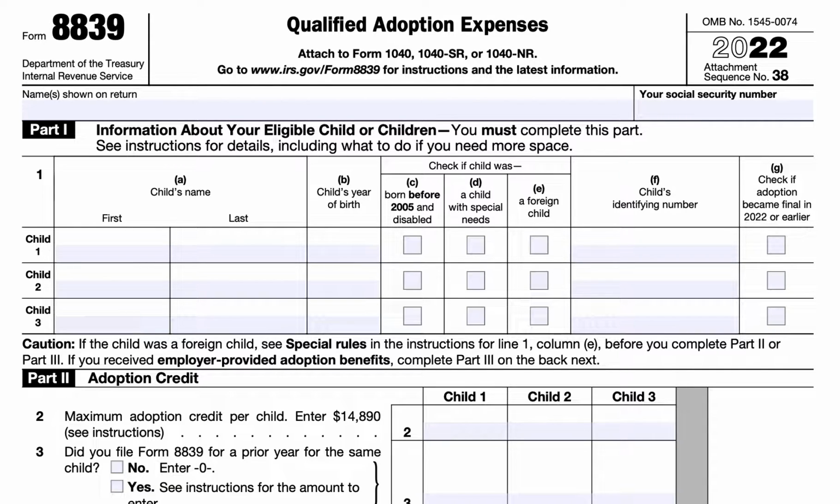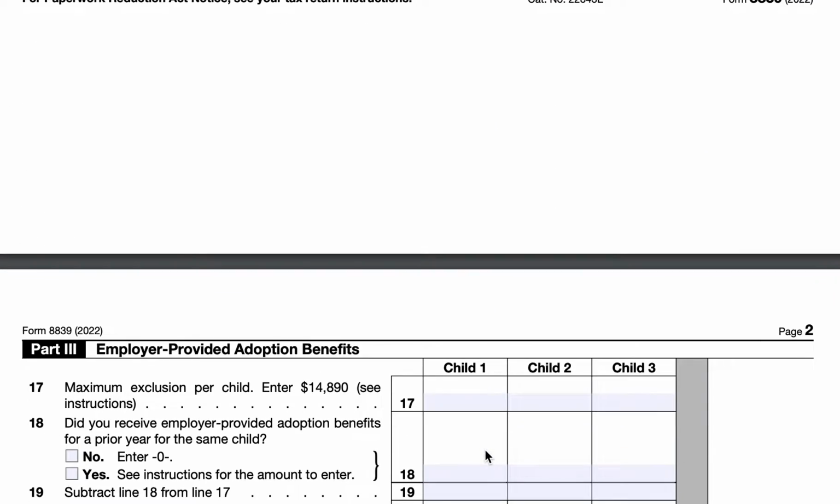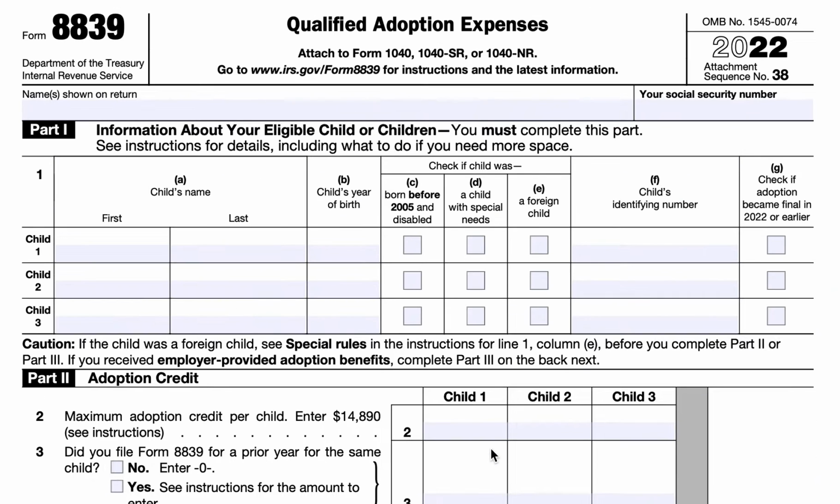Going over IRS Form 8839, Qualified Adoption Expenses. There are three parts to this two-page tax form. Part 1, information about your eligible child or children, which every taxpayer must complete. Part 2, calculation of the adoption credit. And Part 3, employer-provided adoption benefits.